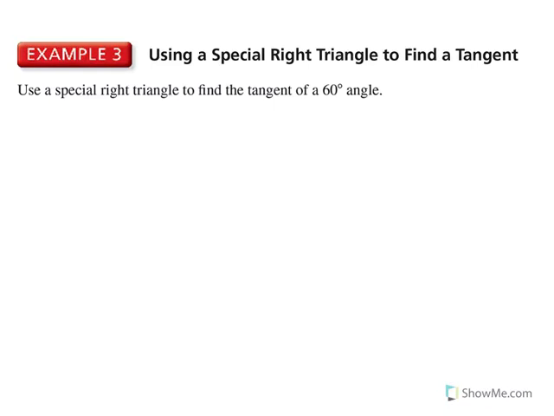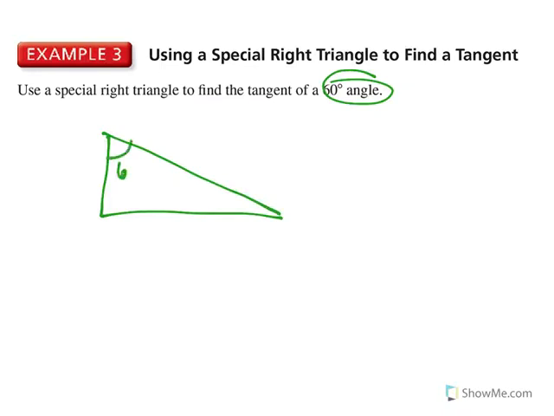In example 3, we're going to use a special right triangle. So it says use a special right triangle to find the tangent of a 60-degree angle. Okay, remember we have 2 different types of special right triangles. We have our 45, 45, 90, and we have our 30, 60, 90. Okay, since this angle is 60 degrees, that means we need to use our 30, 60, 90. And so when we draw that out, we have a right angle, we have a 30-degree and a 60-degree angle. Okay, remember our relationships for these is we have x square root of 3 here, we have x, and we have 2x.